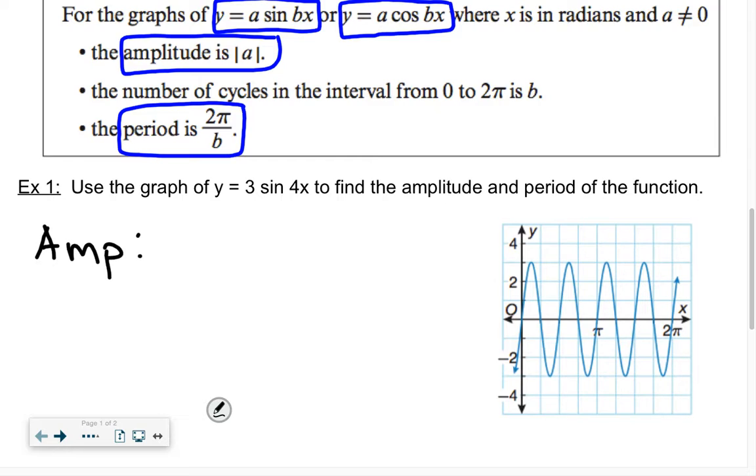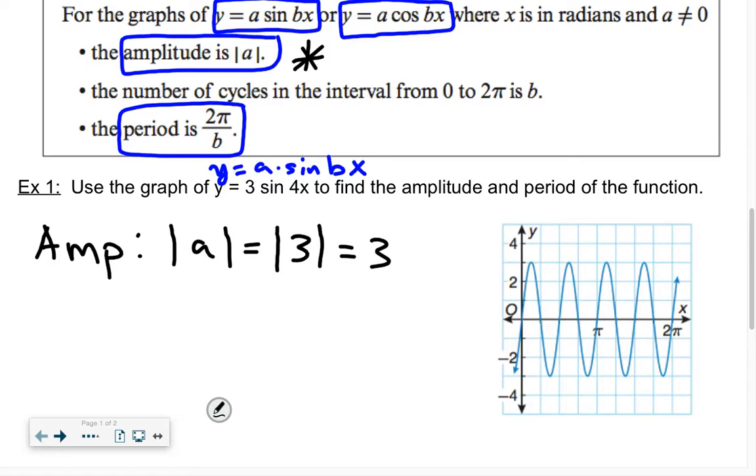per the properties again, it says that it's the absolute value of a. Well, what is our a value for this particular example? Well, if we use our notation again, y is equal to a times the sine of bx. 3 is playing the role of a, 4 is playing the role of b. Therefore, we're really looking at the absolute value of 3, which is ultimately 3.